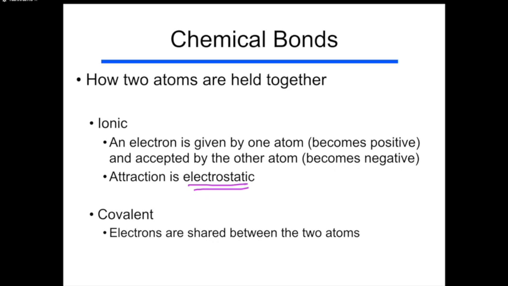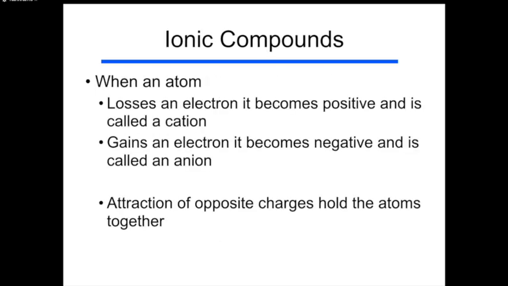Covalent bonds are shared electrons between the 2 atoms, and since both of them are holding on to something in common and they don't let go, they are bound together.